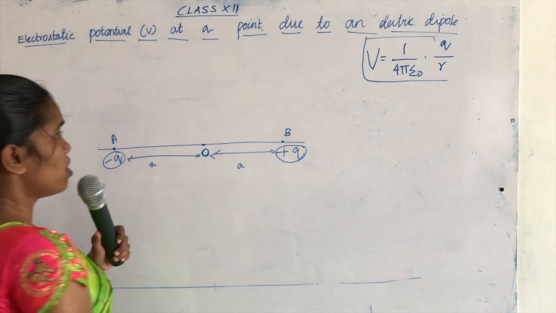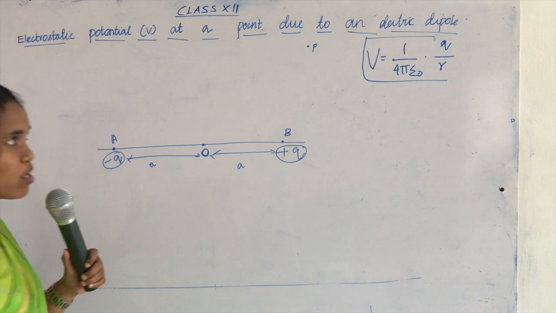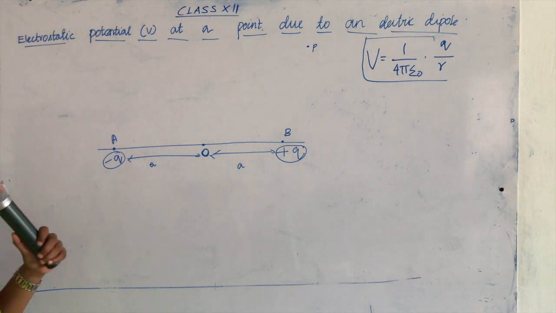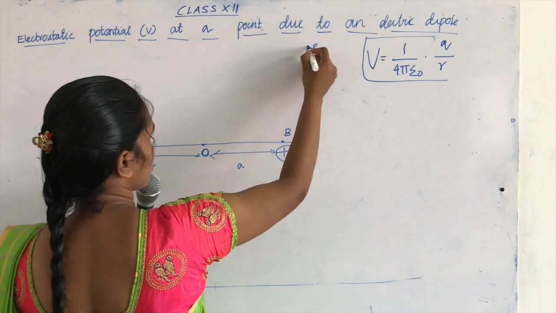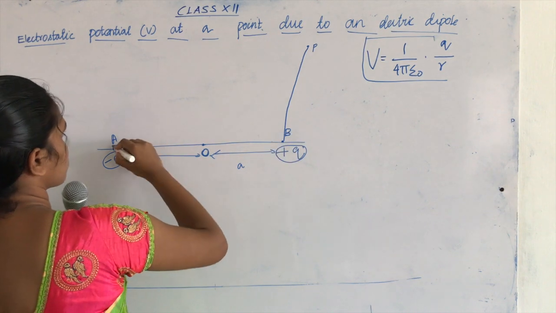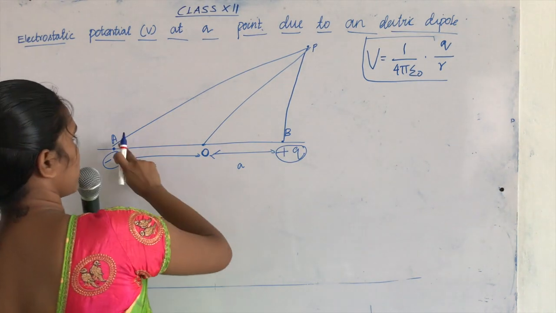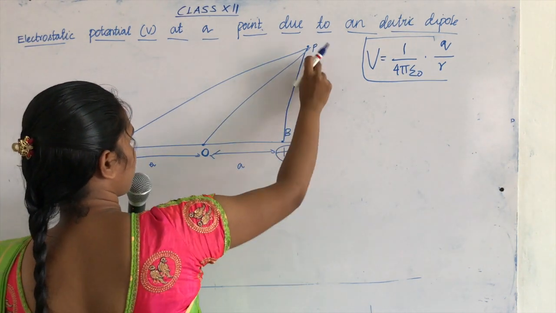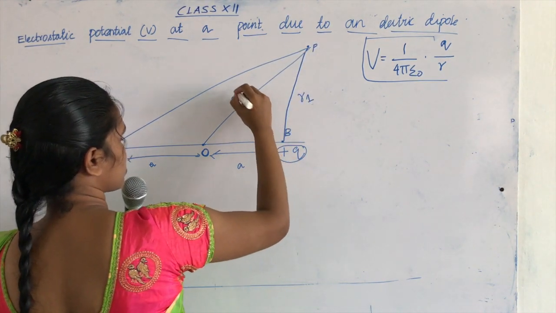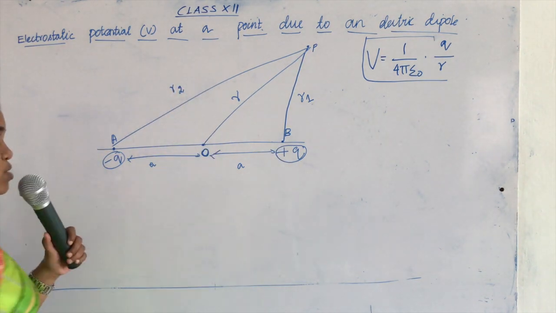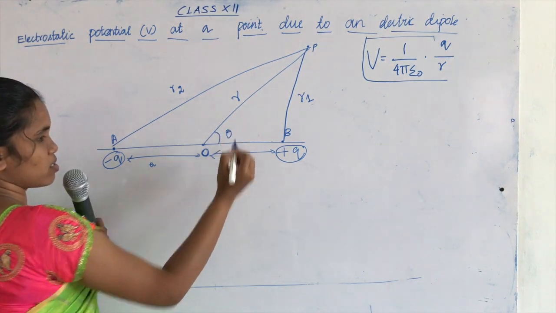Now, we are going to take a point P. At this point, we are going to find the electrostatic potential at the point P. The distances from A to P and B to P will be denoted as R1 and R2, and the distance from O to P is R. Now, the angle is denoted as theta.